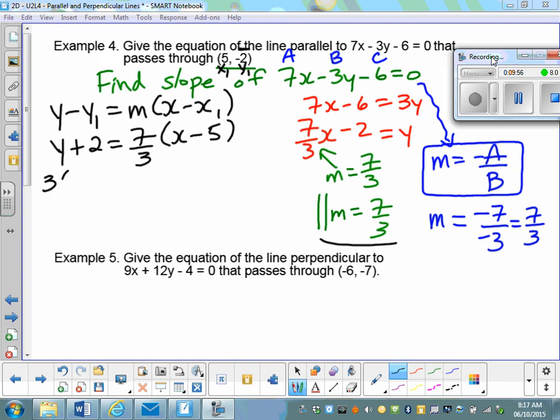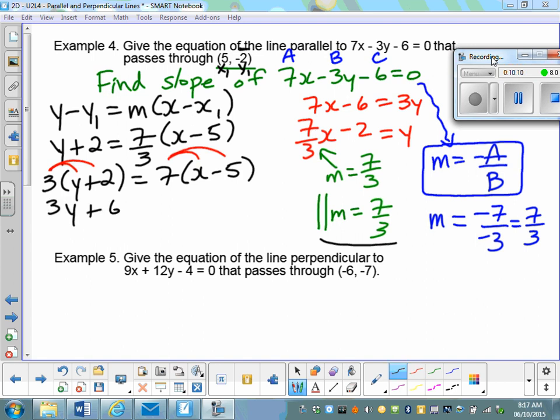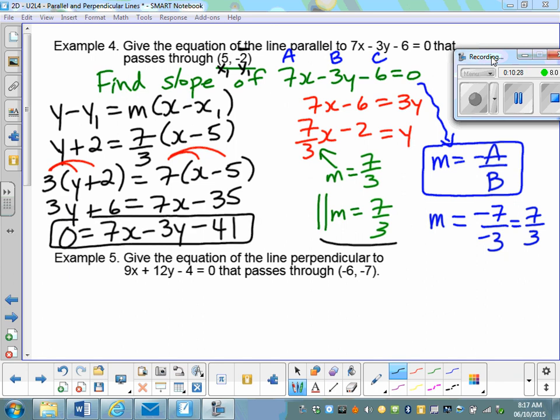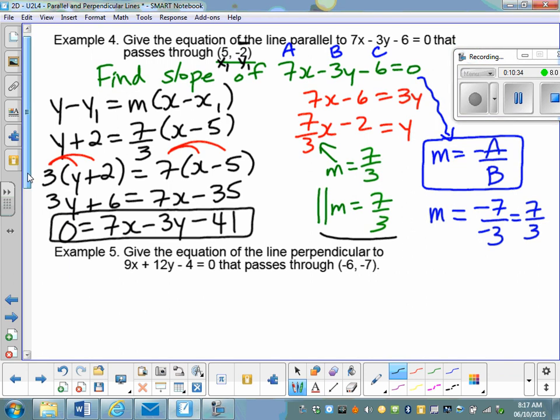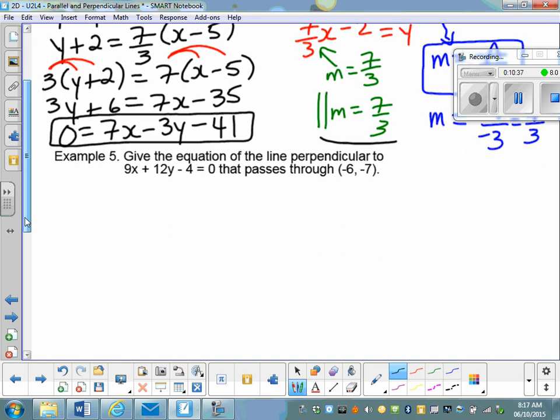I'm going to bring the 3 to the other side. So it's going to change from divide to multiply, and then I need to distribute these two guys inside the bracket. So I get 3y plus 6 equals 7x minus 35. And then when I rearrange the equation, I have 7x minus 3y. And when I bring the 6 over and it becomes minus 6, I'm going to end up with minus 41. So there's the equation of the line that's parallel to 7x minus 3y minus 6 equals 0, and it passes through the point 5, negative 2.